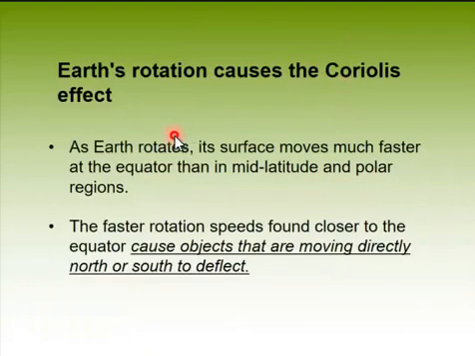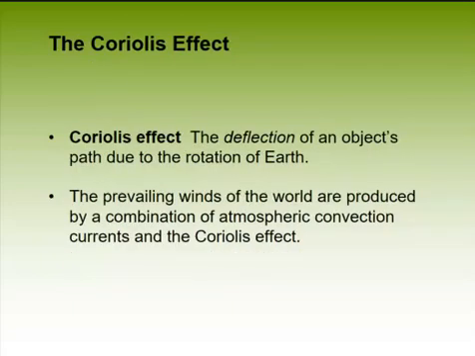So we went over the Coriolis effect. Remember that it causes objects that are moving directly north or south to deflect. And remember also, it's really just an illusion. The Coriolis effect is really just creating this illusion that the wind is curving, but the wind is not curving. It's that we are spinning.